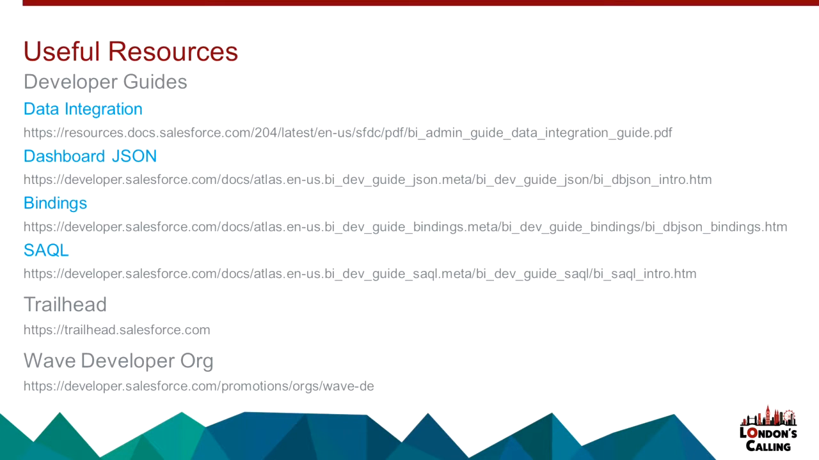There are various useful developer guides, four of which are listed there. I encourage you to do Trailhead. That's how I got started with it. And you can get your own Wave developer org. This is something I didn't realize for a long time until I did these Trailheads. If you go to Trailhead, you'll also find the link there. It will provision you with a Wave org and give you a set of data, and there's a good set of steps in Trailhead to take you through a lot of this.